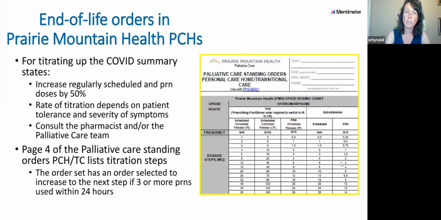needs. The other thing that's emphasized in the summaries is, if this is a time when they seem to be changing very rapidly, this is a time when you can call either your consultant pharmacist or the palliative care team to get some further advice about this.